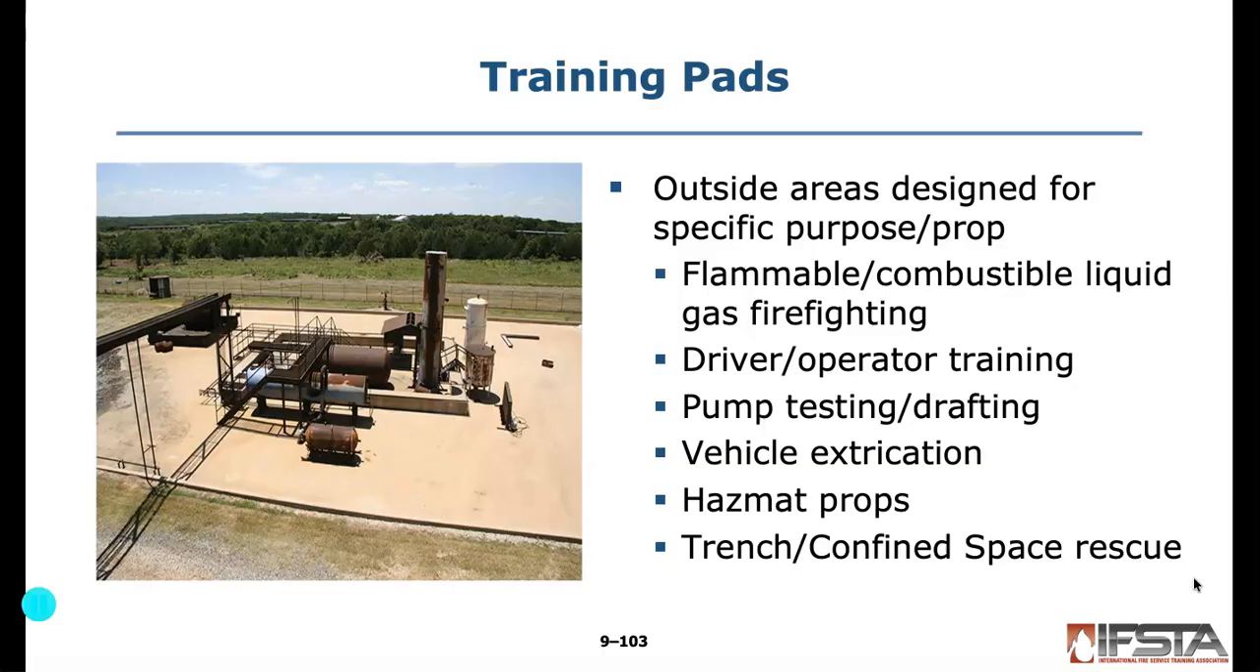Vehicle extrication, we're able to get vehicles, like vehicles that are going to be crushed. We're able to get some vehicles, and we have an agreement that we can use those for extrication practice. And then we have an area for hazmat, and then we also have an area for trench and confined space at our drill tower. So our hazmat units use it, our USAR units use it, and then we have all other fire operations that go on there.